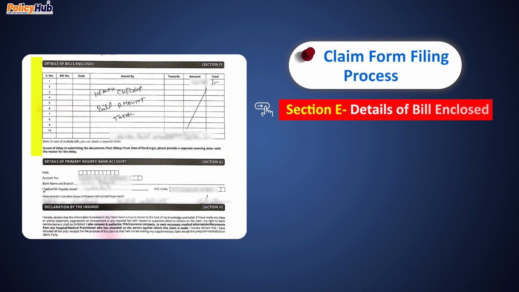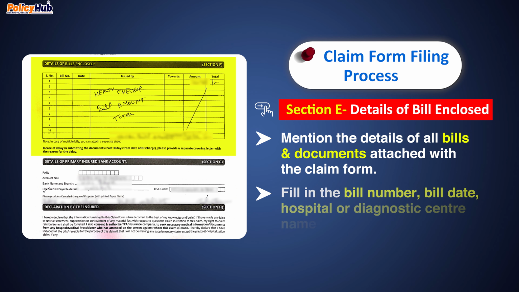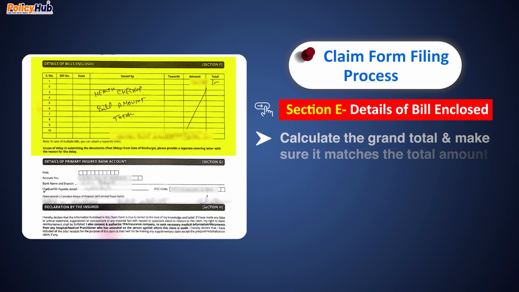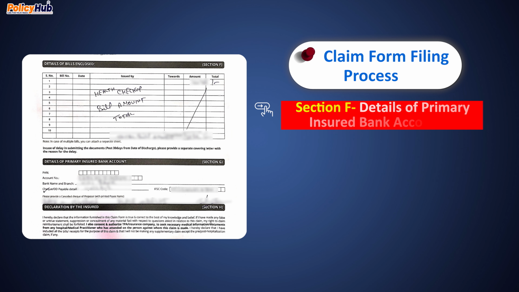Section E contains details of bills enclosed. In this section, you need to mention the details of all bills and documents attached with the claim form. Fill in the bill number, bill date, hospital or diagnostic center name, and exact bill amount carefully. At the end, calculate the grand total properly and make sure it matches the total amount of all submitted bills and invoices.